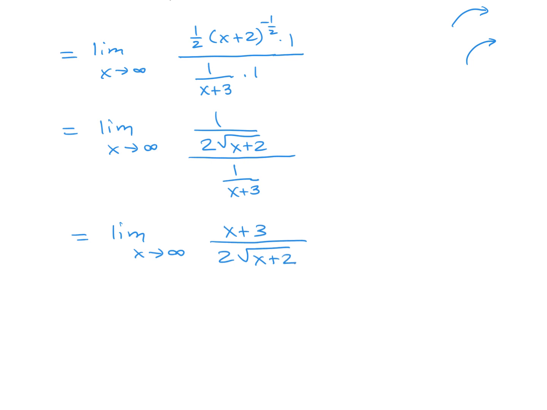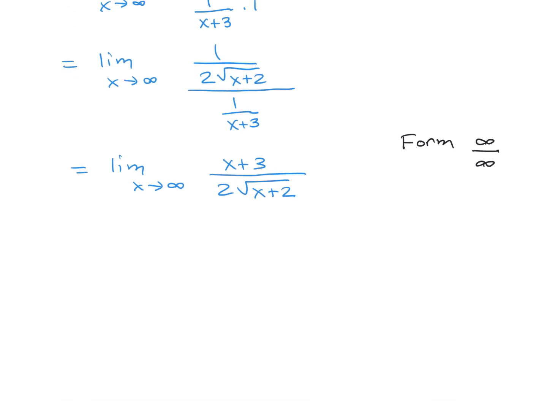If you look at this, we're still at a point where we can't directly take the limit, and we're going to have to use L'Hopital's rule again. So once again, let's look at the form of this limit. And x plus 3 is a linear function with a positive slope, so that's increasing forever. Once again, we saw earlier, the square root of x plus 2 goes to infinity as well. So we've got the form of infinity over infinity. So once again, time for L'Hopital's rule.